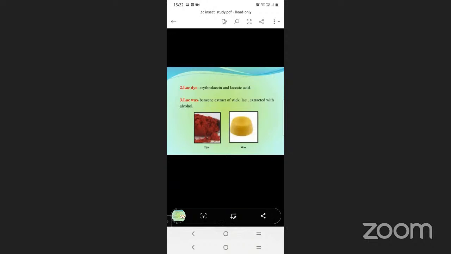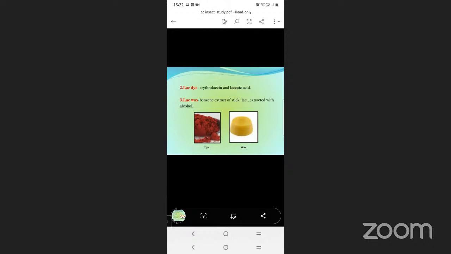Coming to your book, it has been given on page number 334. Is it okay for all?